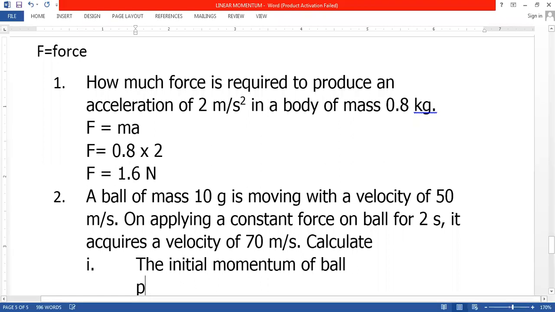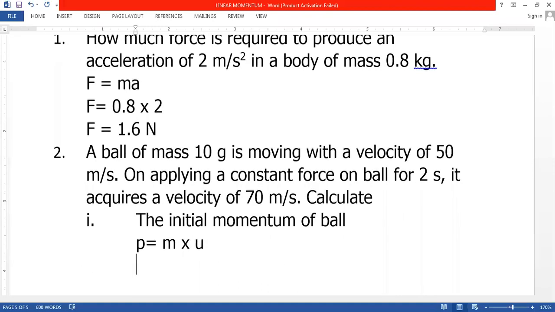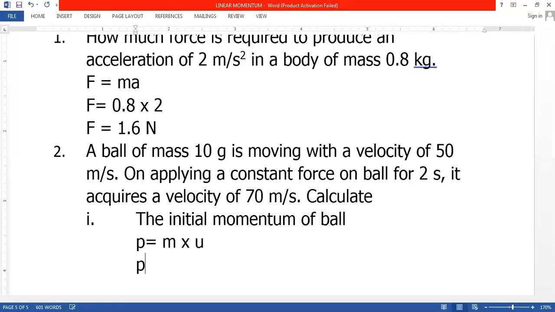So initial momentum is equal to the mass into the initial velocity. What was the initial velocity? U. So P is equal to mass into velocity. What is the mass? 10 grams. Should we keep it 10 grams or convert it into kg? Converted to kg, so we have to divide it by 1000.